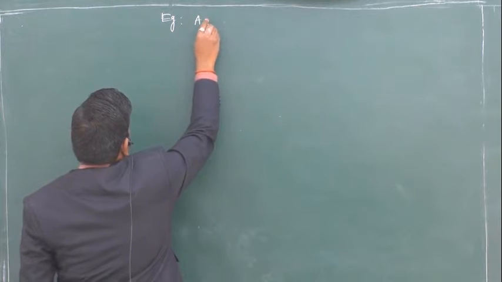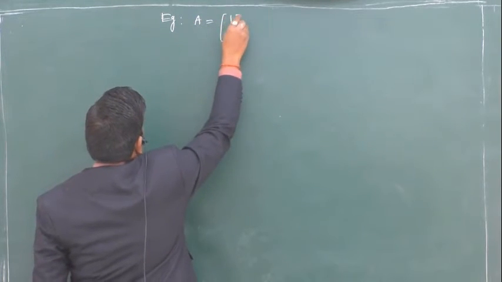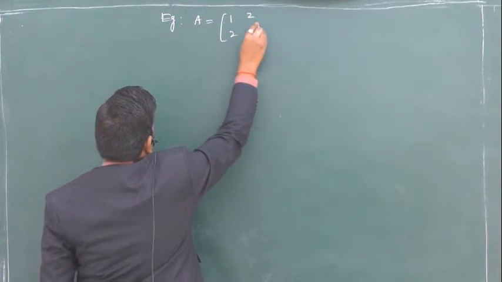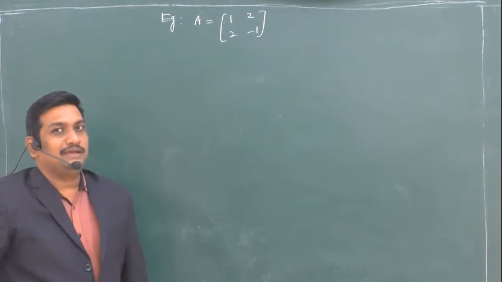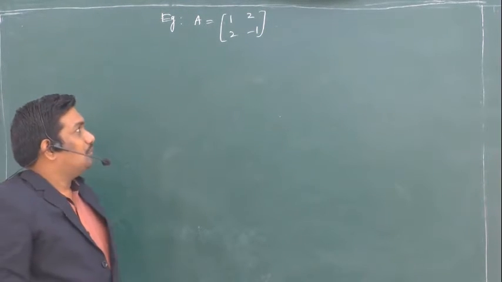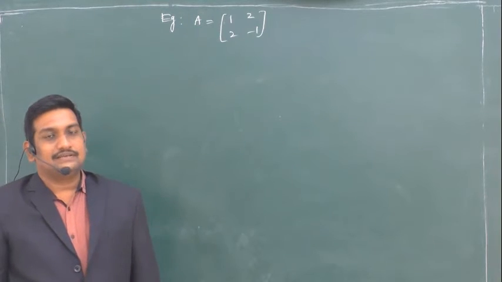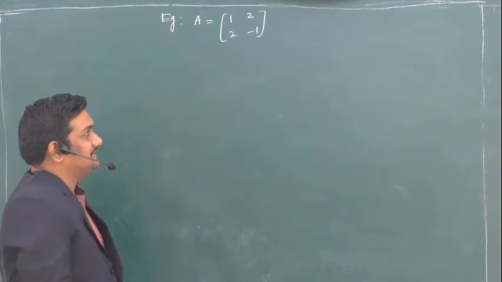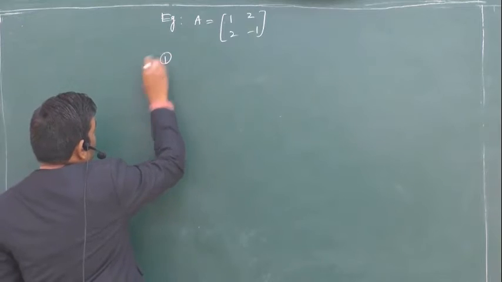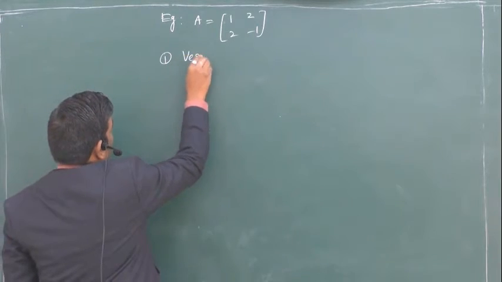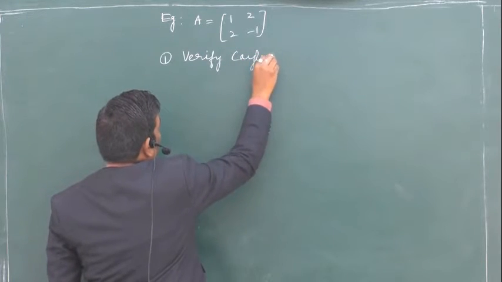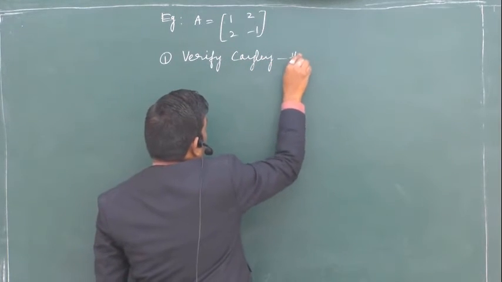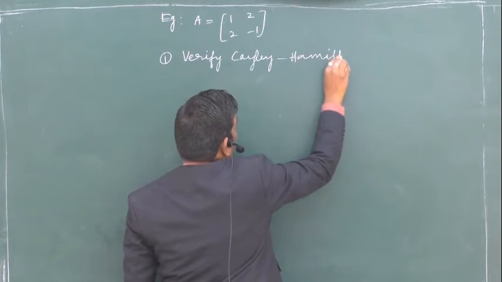Suppose A is the square matrix given by A equals 1 2 2 minus 1, it is a 2 by 2 square matrix. Then question number 1, verify Cayley-Hamilton theorem.